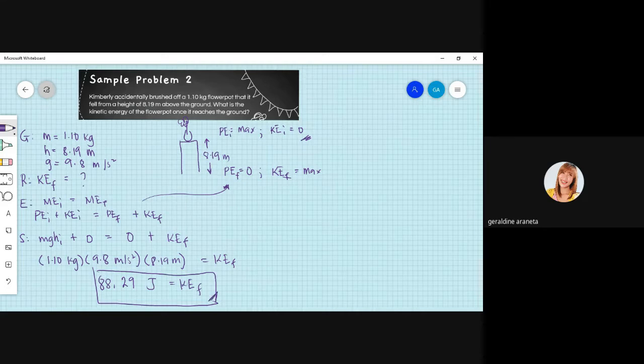So as you can see, yung nakuha nating final kinetic energy is the amount of the initial potential energy of the system. Kung ano yung potential energy niya nung hindi pa siya nalalaglag, yun yung magiging amount ng kinetic energy niya after niyang malaglag sa table. So that is the maximum amount of the energies of the flower pot.